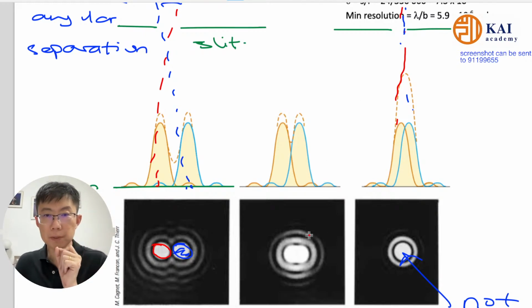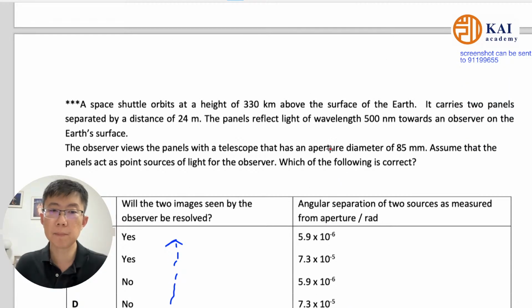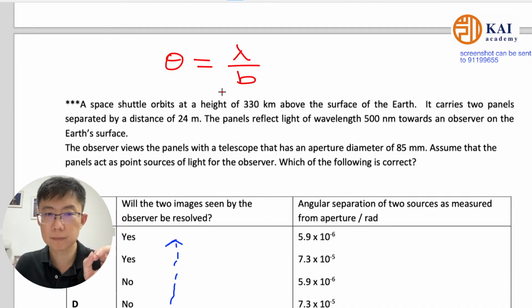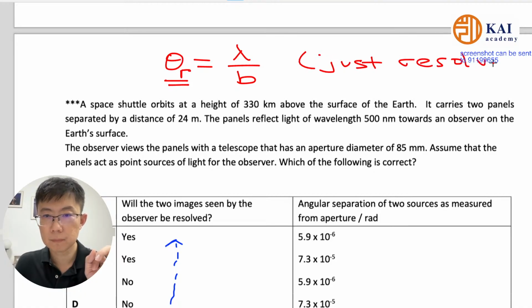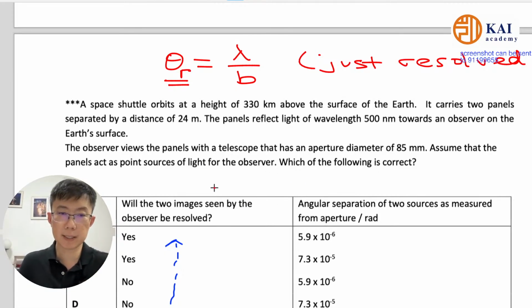The point where it is just resolved according to Rayleigh's criterion is the point where the separation between the two obeys this formula. So at this angle theta, it is just resolved. I'll just write theta R. That's actually the practical understanding that we will need.